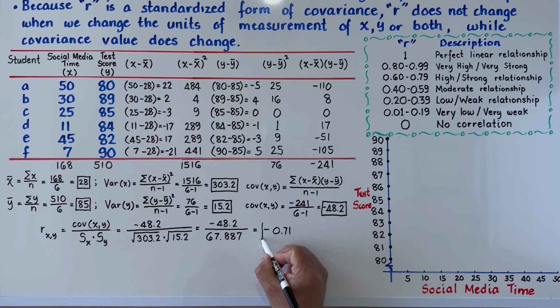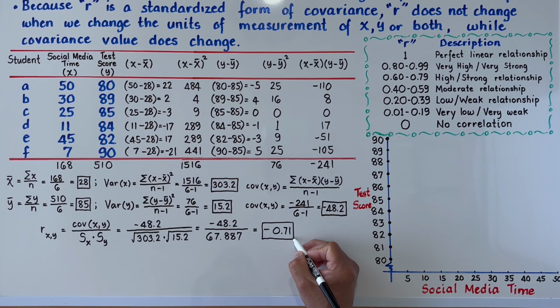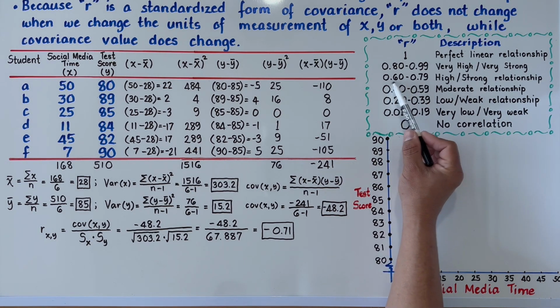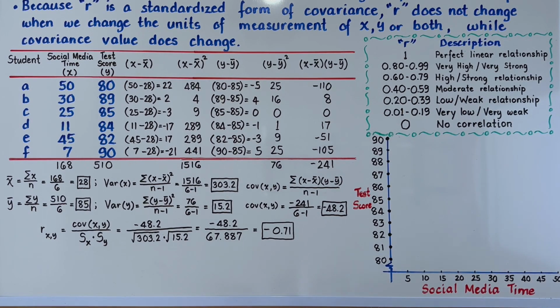And we have the quotient of negative 0.71. So this is the correlation coefficient of the two variables x and y, which means that since the correlation is negative, then the relationship is negative between these two variables. And this will not only give you the direction which is negative, but gives you the strength of the relationship. So this value of 0.71 belongs here. So therefore, the relationship is high. So it has a high relationship, or having a strong relationship between the social media time and the test score of the students.